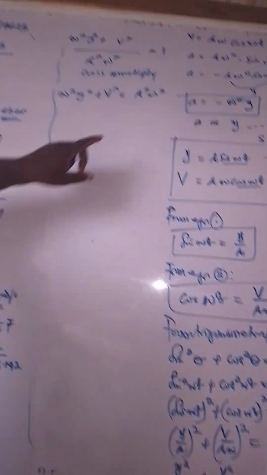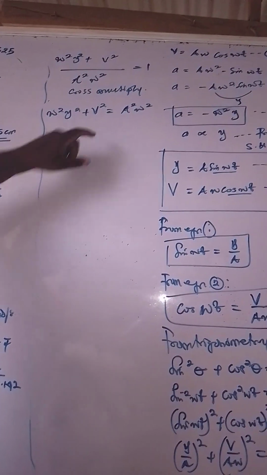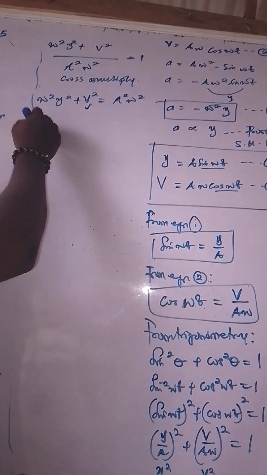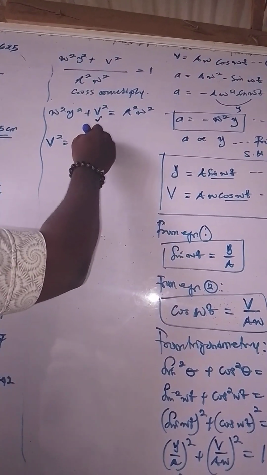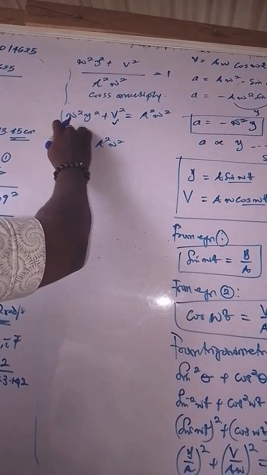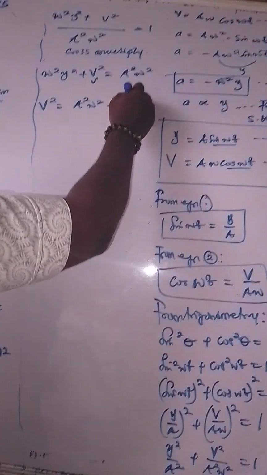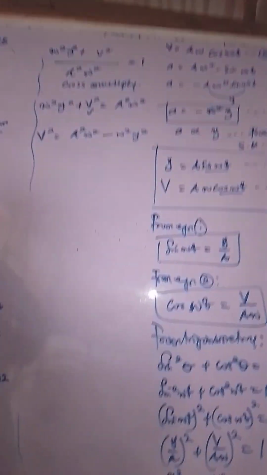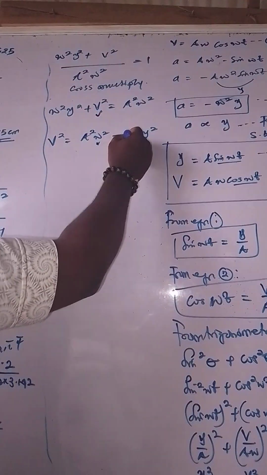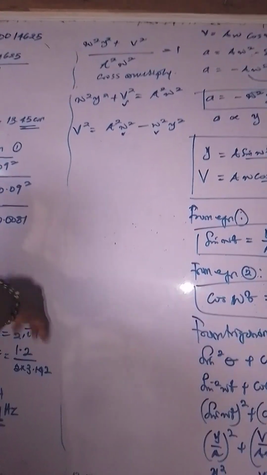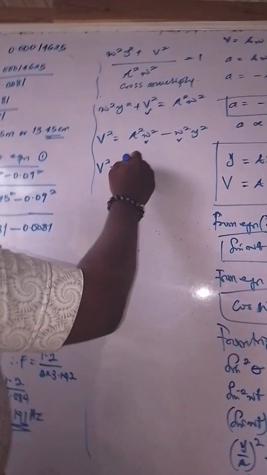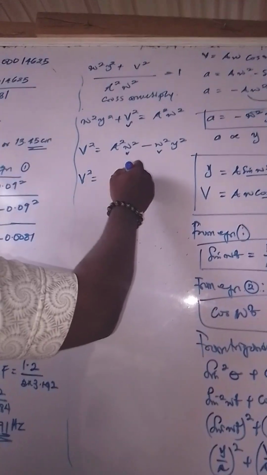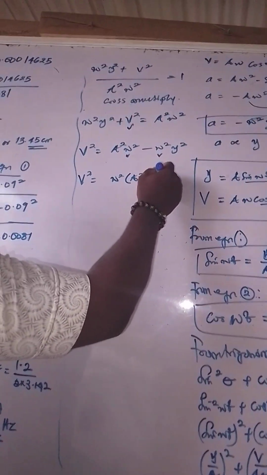Here guys, make v square the subject. What is v square? Already you have a square omega square here, so when this one comes here, it becomes negative omega square y square. What is common to both? Omega square, so we factorize it out. So v square equals omega square bracket open a square minus y square.